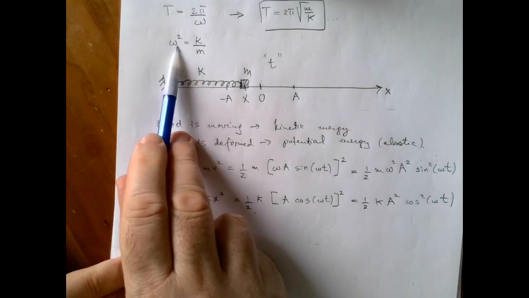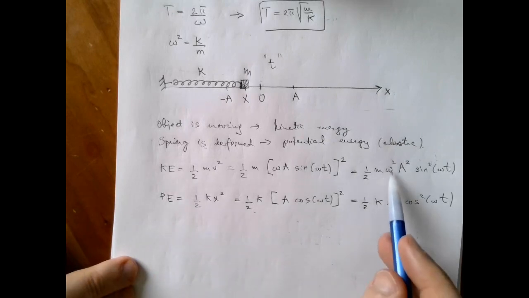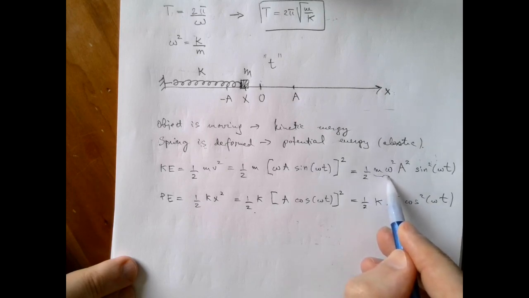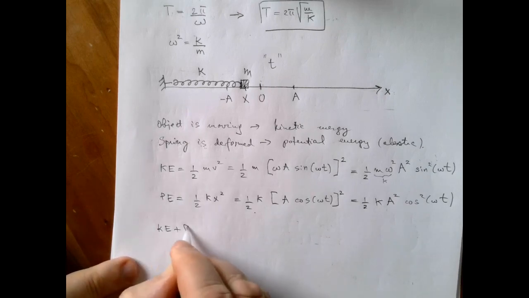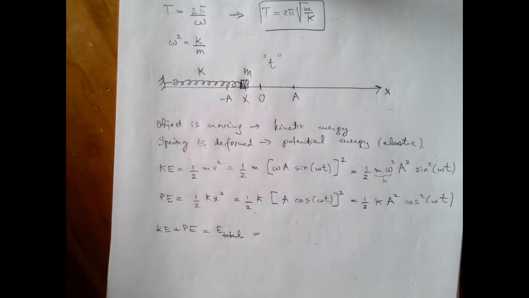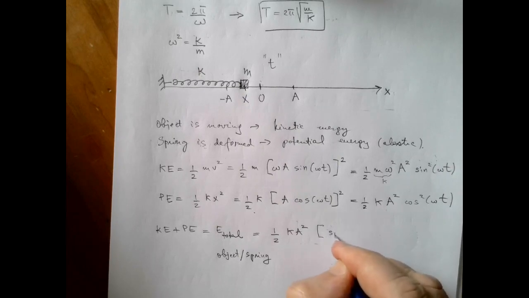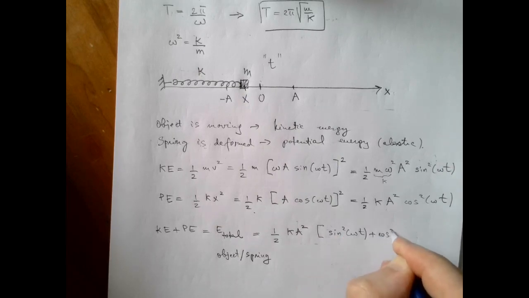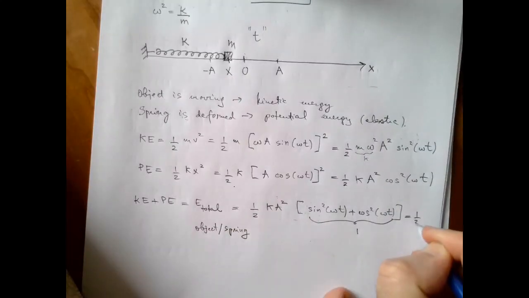We saw already that omega squared is equal to k over m, which means either of these two terms can be rewritten. For example, we can rewrite m omega squared as k. So when we add the kinetic energy and the potential energy, this being the total energy of the object spring system, which means kinetic plus potential elastic, this becomes 1/2 k A squared times sine squared omega t plus cosine squared omega t, which is obviously equal to 1. So the total energy will be 1/2 k A squared.